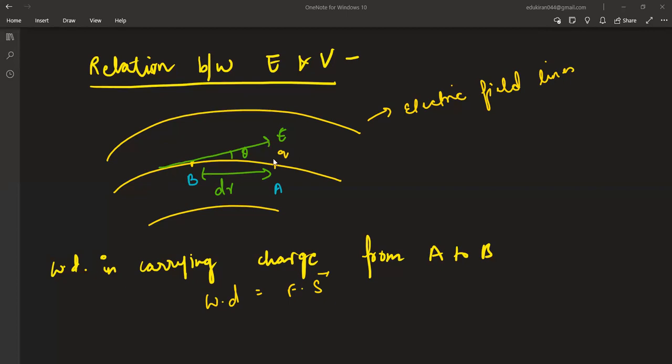All right. See, class, I have taken 2 points. This is A point, this is B point. The separation of A and B, this is dr. So charge Q is present, electric field is present. Now, work done in carrying charge from A to B. What is the formula of work done? We write formula of work done as F dot S, right?